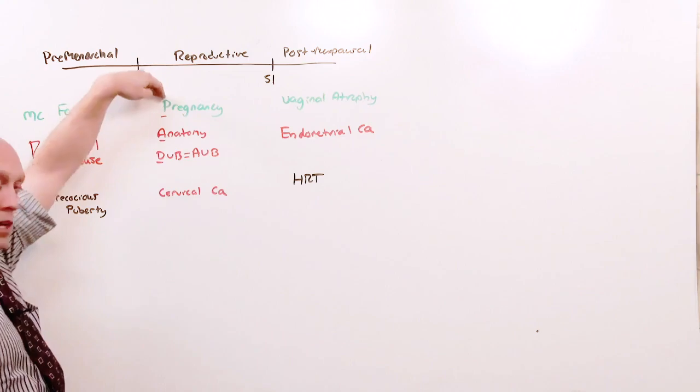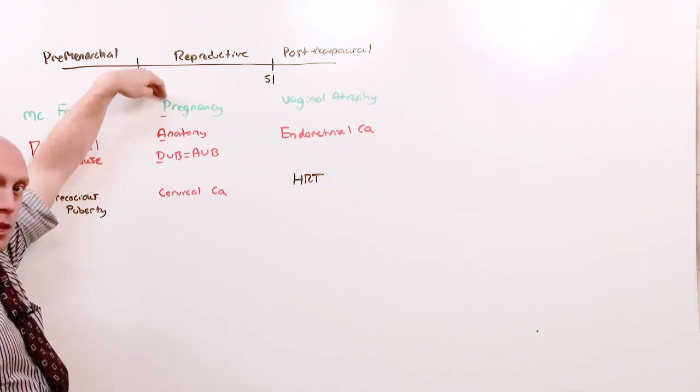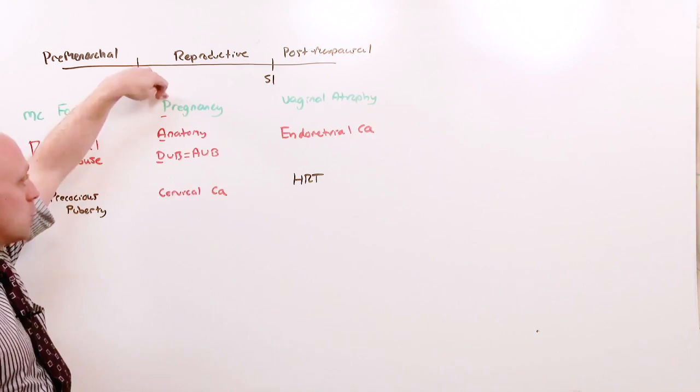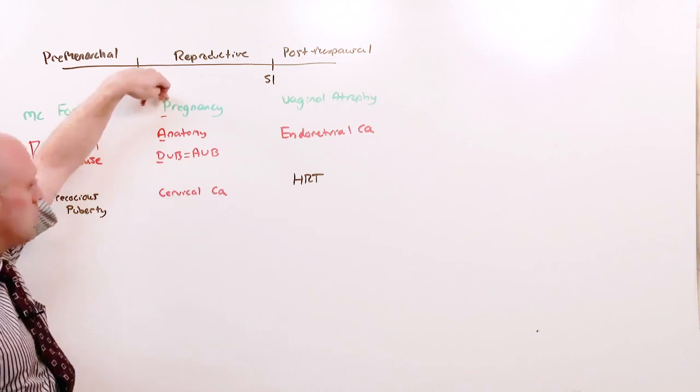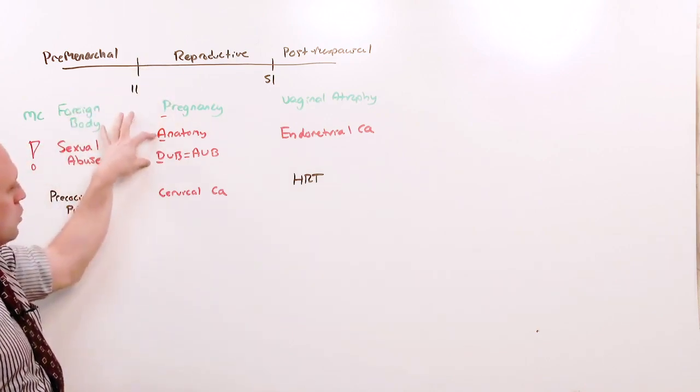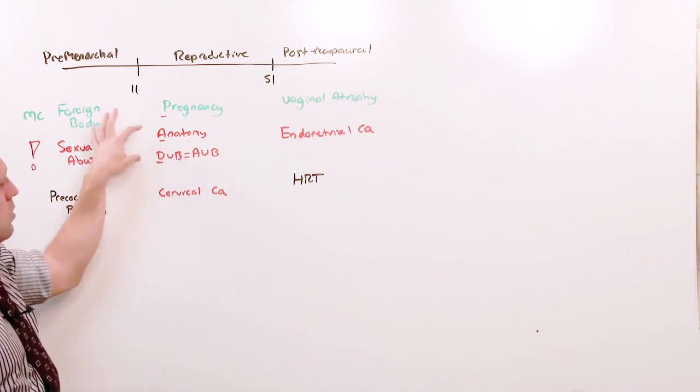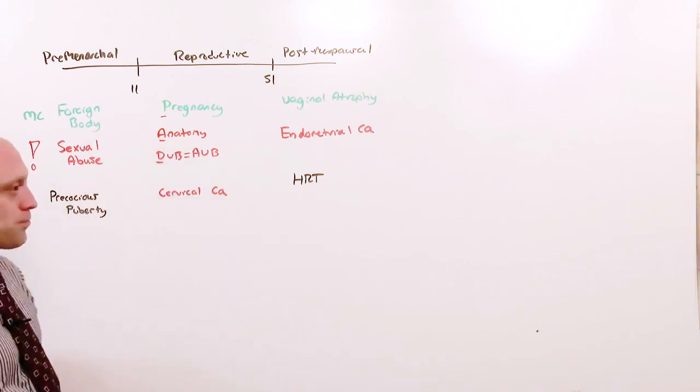Bleeding in the reproductive age female is going to be discussed in vaginal bleeding pregnancy. We're talking about early pregnancy here. Third trimester bleeding is handled in the obstetrics lecture. And then anatomy and dysfunctional uterine bleeding are going to be handled in vaginal bleeding anatomy.